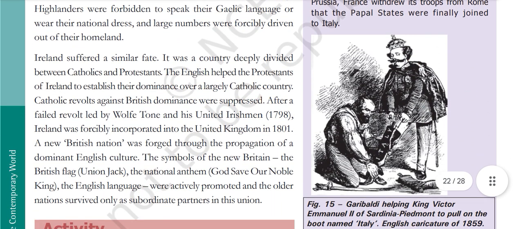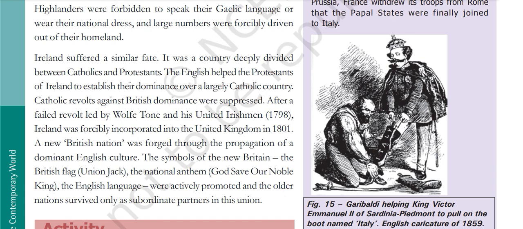Ireland suffered a similar fate. It was a country deeply divided between Catholics and Protestants. The English helped the Protestants of Ireland to establish their dominance over a largely Catholic country. Catholic revolts against British dominance were suppressed. After a failed revolt led by Wolfe Tone and his United Irishmen in 1798, Ireland was forcibly incorporated into the United Kingdom in 1801.